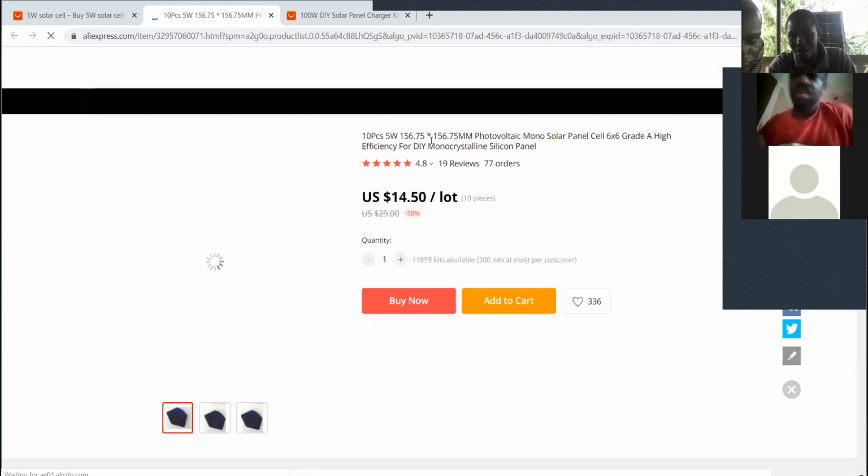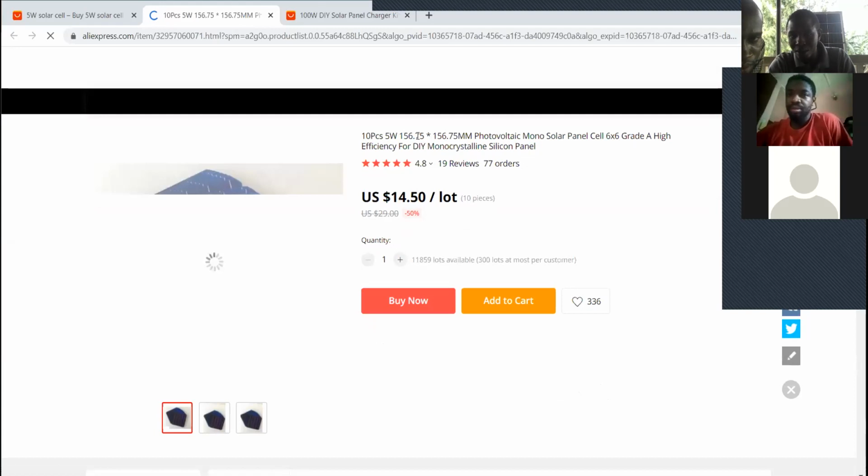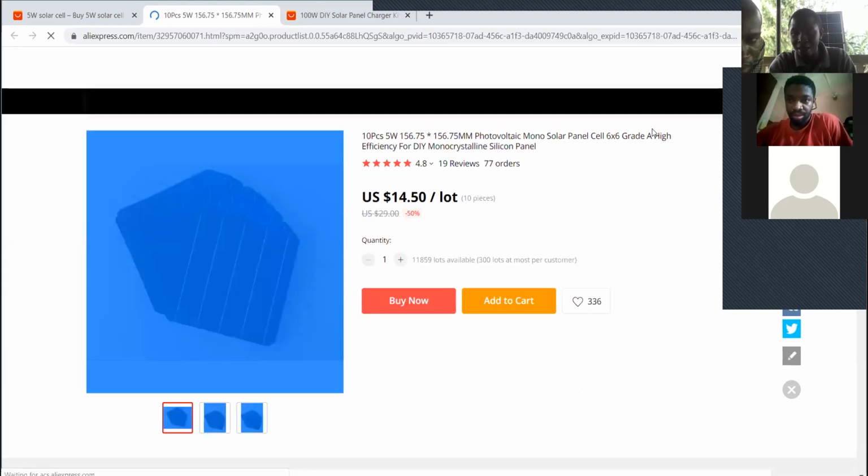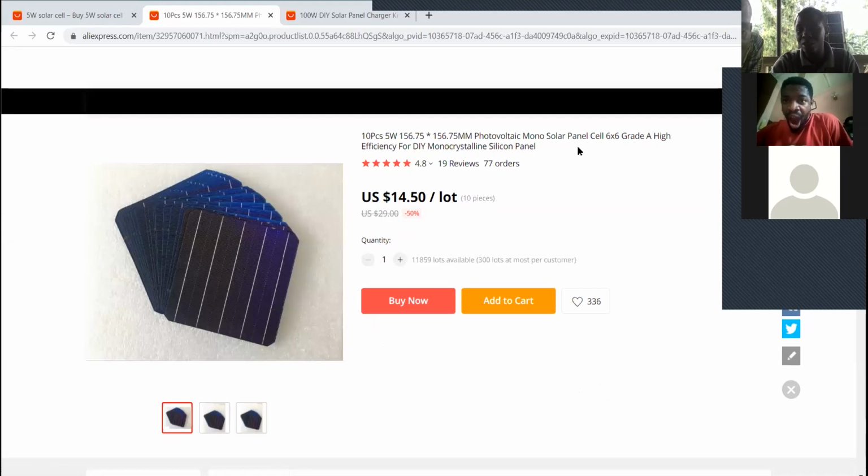10 pieces, where my cursor is now. 10 pieces, 5 watts. The dimension was given. A high grade, that's what they give them. That means if you have 10 pieces and you have 5 watts each, that is just a 50 watt solar panel. That's what you are setting out to do. Did we get it? Okay.